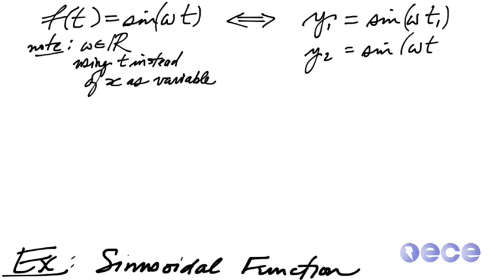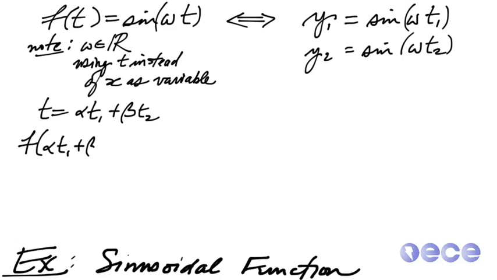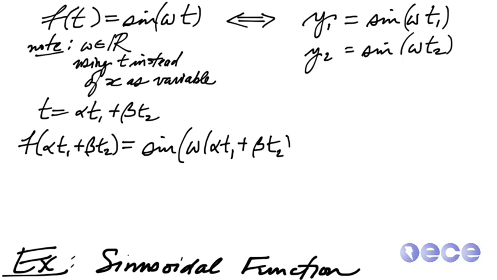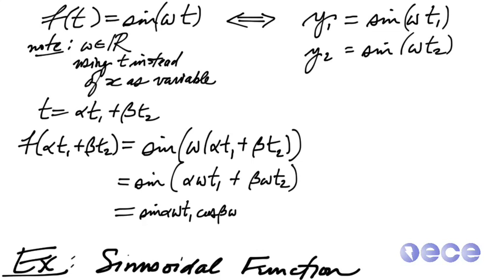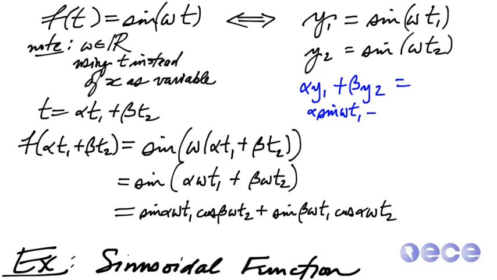So y1 is sine of omega t1, y2 is sine of omega t2, and now we rewrite t as alpha t1 plus beta t2, and we substitute that in for the function f of t. So now we see that above, omega times quantity alpha t1 plus beta t2, we can multiply in the omegas, but now we have one of those complicated trigonometric identities. Sine of a plus b is sine a cosine b plus sine b cosine a. And once we plug that in, we get that value.